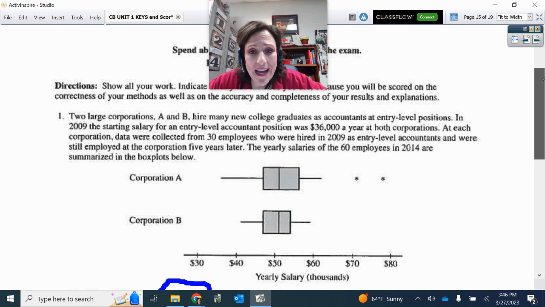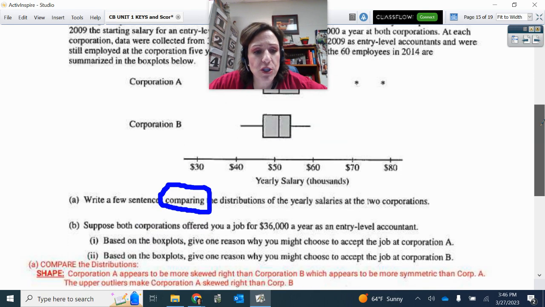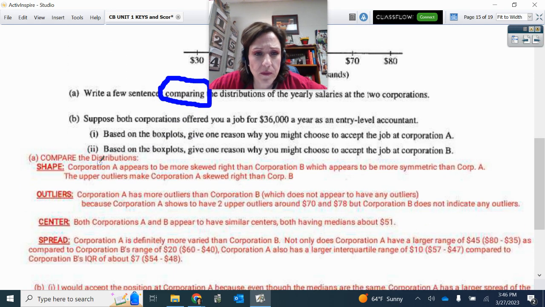So that's the shape. Outliers, of course, we would note that Corporation A has outliers at, be specific, 72 and 78. And these are thousands of dollars in salary. So again, context: I'm talking about yearly salary in thousands. So $72,000, $78,000, those kinds of things. Okay, that was shape and outliers, so a little bit more skewed.